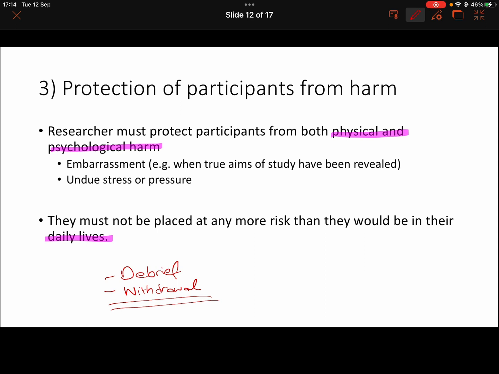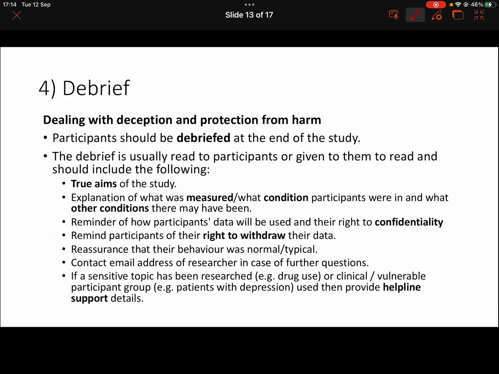Okay, ethical principle number 4, and this also ties in with dealing with deception and protection from harm. Debriefing is really, really important. Debriefing happens at the end of the study.